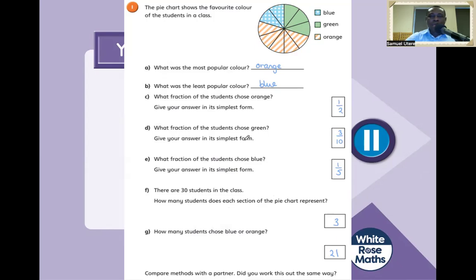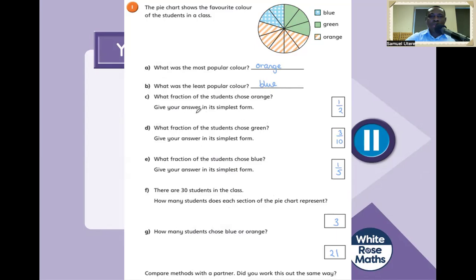So for this one, really quickly, you can see that you were asked what was the most popular color. You can see it's orange. What was the least popular color? You can see it's blue, right? Just looking at the chart, you can see they are equal sizes. So you can compare looking at their sizes, and that answers the question.